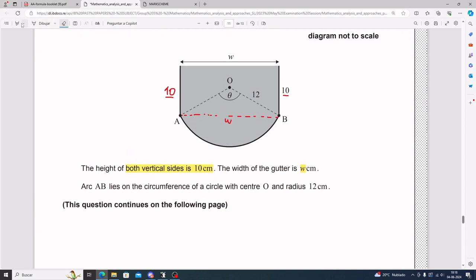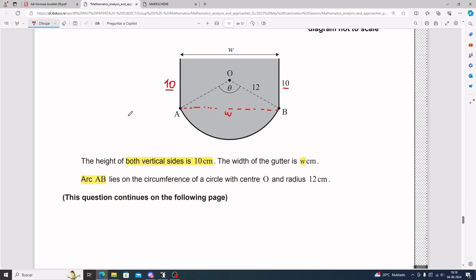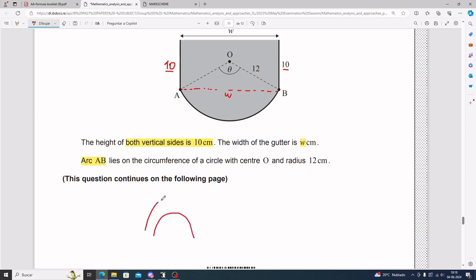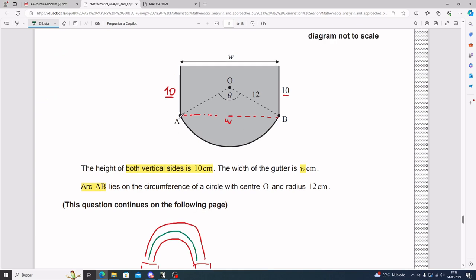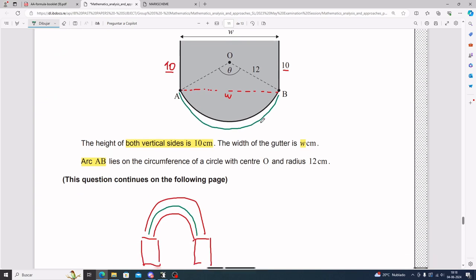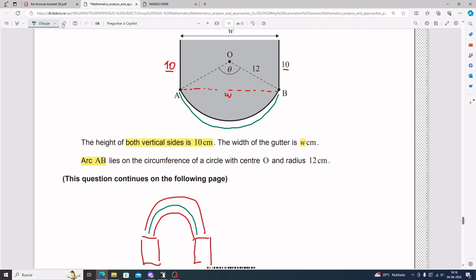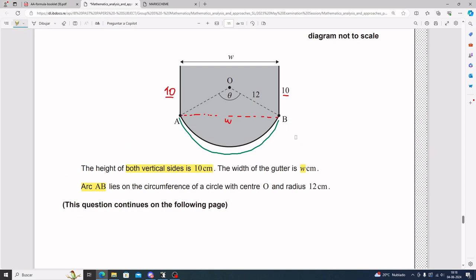They also tell us that arc AB, let's establish that an arc is literally like an archway. An archway looks something like this. You have two pillars, and an arc is going to be this part that I'm putting in green. And so the arc AB, which is this guy here, lies on the circumference of a circle with center O and radius 12. So, because you have a radius 12 over here, that means you also have a radius 12 over there.